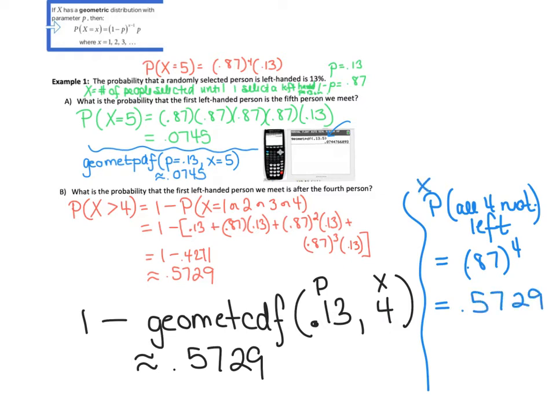So honestly, in my brain, this logic here is easiest. Probably the calculator is second place, and then what I wrote in red is probably the most complicated, but might be easiest to follow.